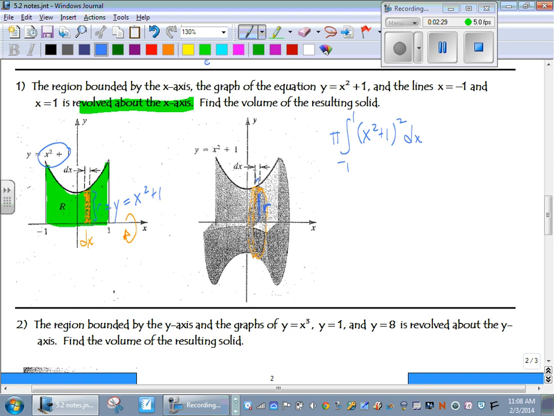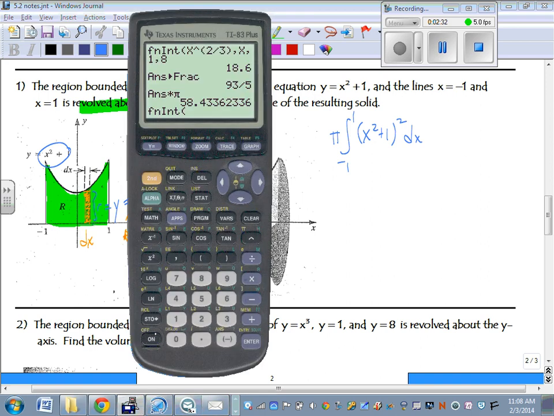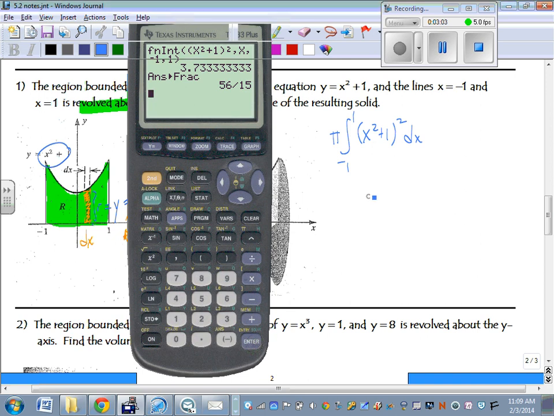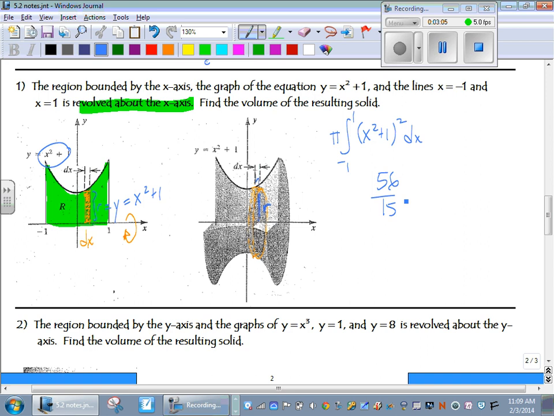So we can evaluate this integral in our calculator. So notice the pi is out in front. We can leave it that way. That way we can get an exact answer if we need to. So math 9, and we've got parentheses x squared plus 1, close the parentheses, squared, comma x, comma negative 1, comma 1. And we get 3.73 repeating, but we can change that into a fraction. And we get 56 over 15. So we get 56 over 15 times pi.